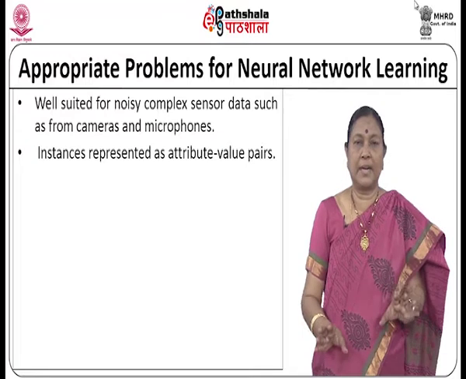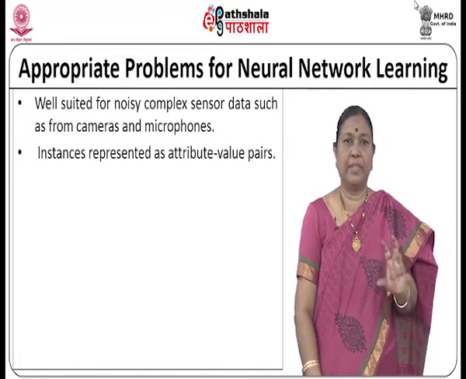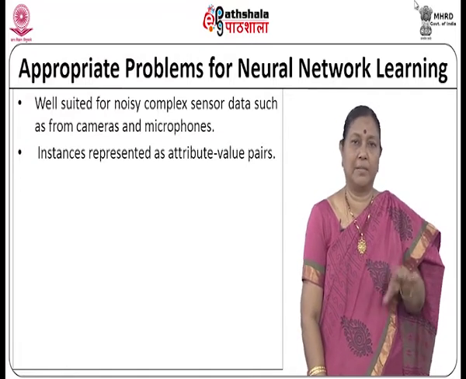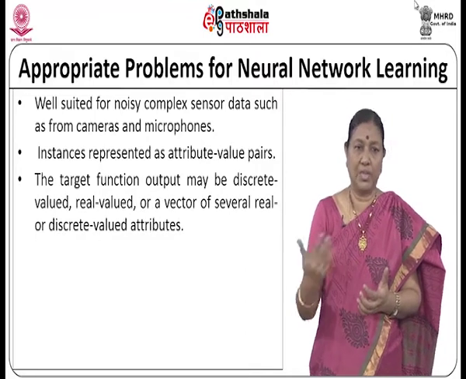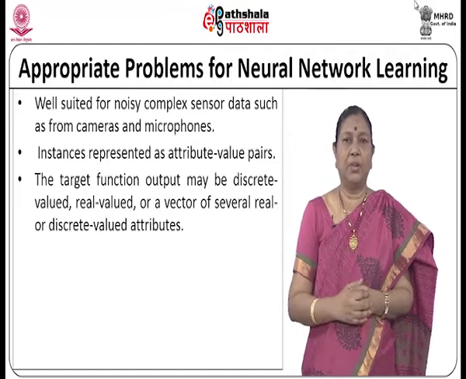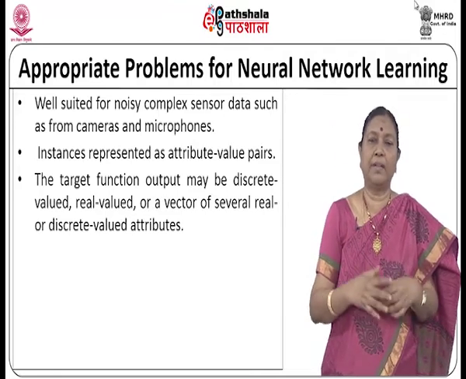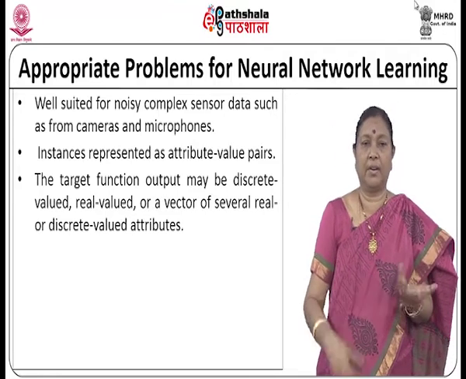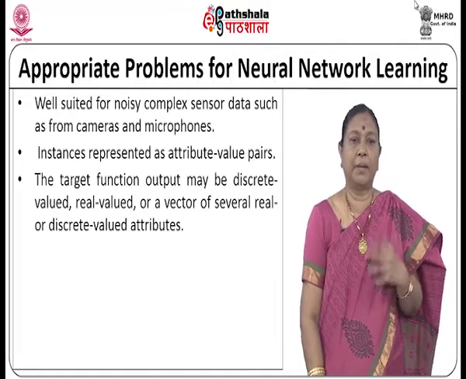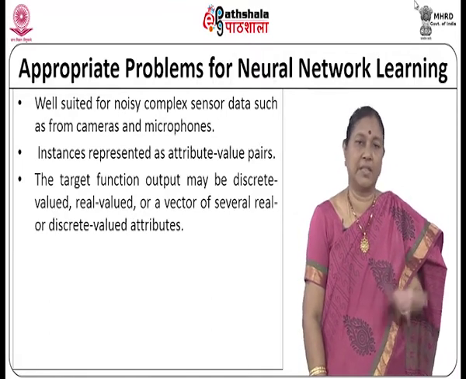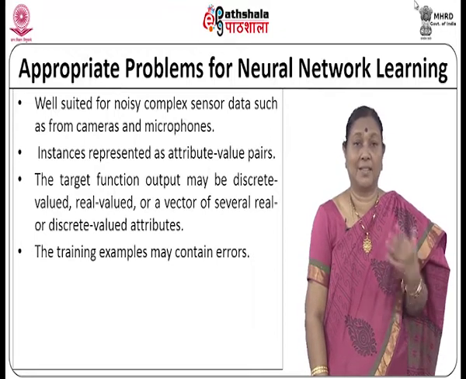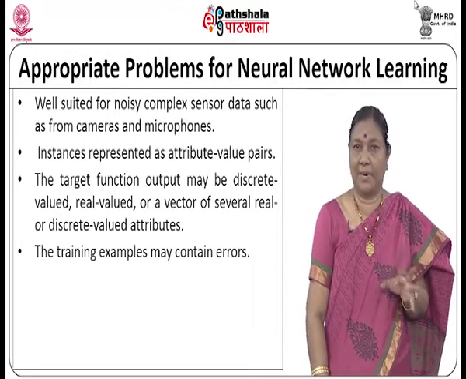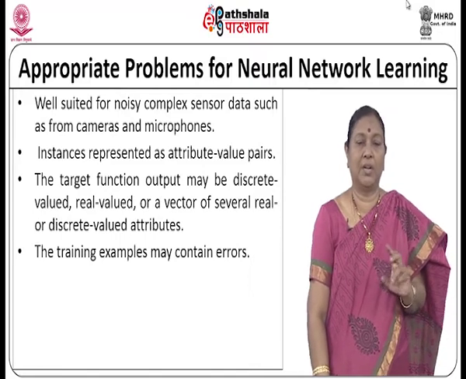Instances are represented as attribute value pairs. So, you have instances represented by their features or attributes and their values. The target function output, what you want as output, may be discrete valued, may be real valued, or it could be a vector of several real and discrete valued attributes. So, the output can be just discrete, just real, or a combination. The training examples may contain errors. This is another interesting property of learning using neural networks.